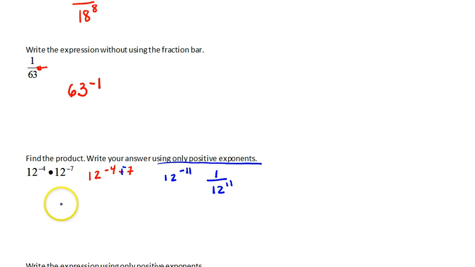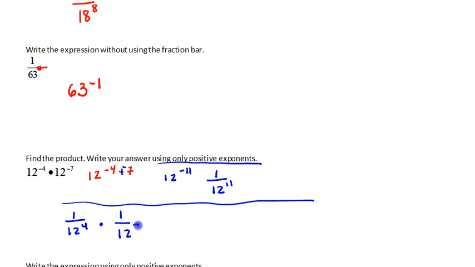Let's look at another way I could have solved this problem. These are both negative exponents, so I can rewrite them as 12 to the 4th power times 1 over 12 to the 7th power. Now I can solve it without worrying about the negative exponents. So I have 1 over 12 to the 4th plus the 7th, which gives me 1 over 12 to the 11th power.